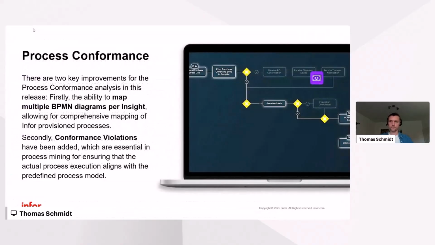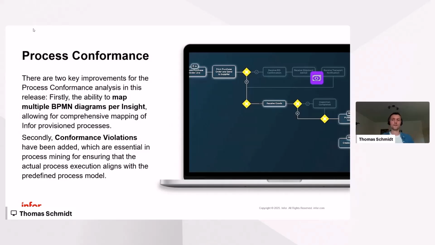All right, let me go back to mining and then back to my presentation for topics 3 and 4. Process conformance is one of the main components of process mining. It ensures that the data we capture in process mining has a home, has a foundation, which is the business process models, which are part of the industry process catalog that every customer in the multi-tenant cloud gets for free as part of Infor Process Intelligence.